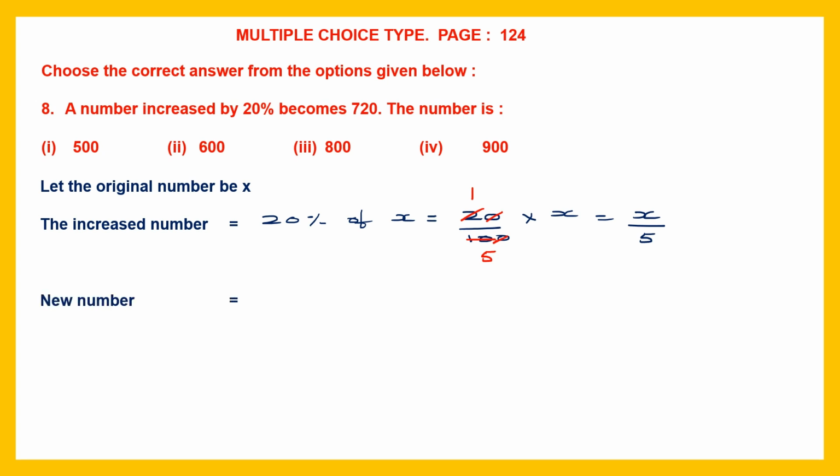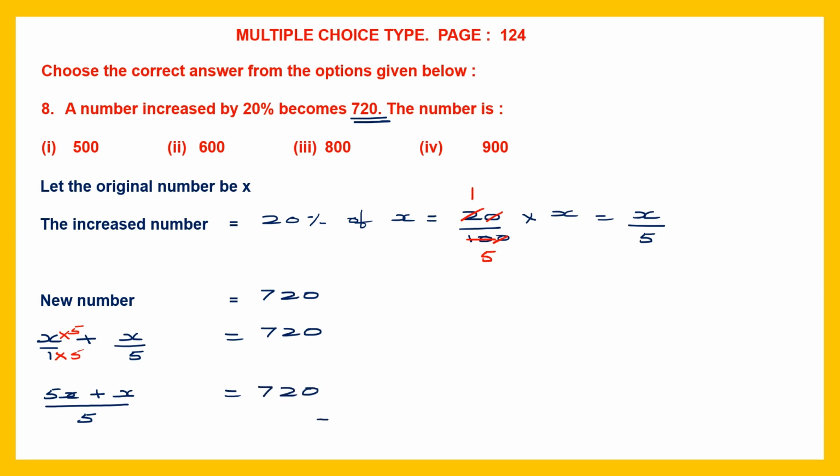Now the new number is given to us, the new number is 720. So what is the new number? It is the original number plus the increased number. Together they give us 720. So if we solve for x, we will know what the original number was. So this is x by 1. So here LCM will be 5, so multiply x also by 5. 5 into x is 5x. 5x plus x is equal to 720.